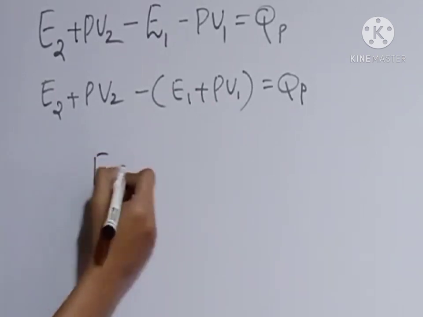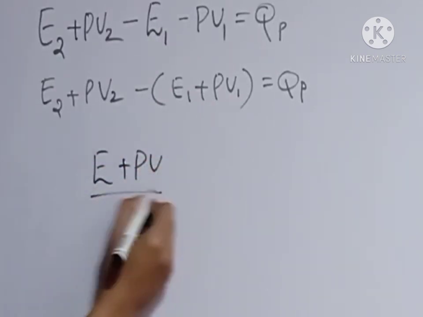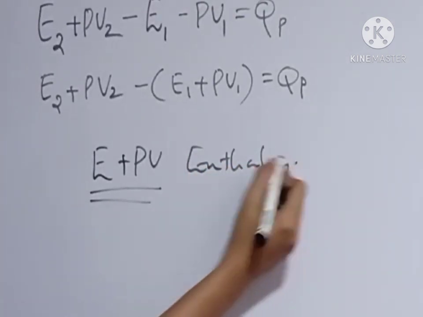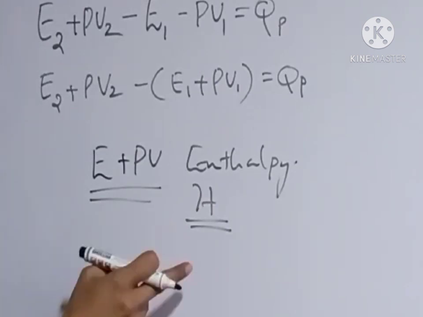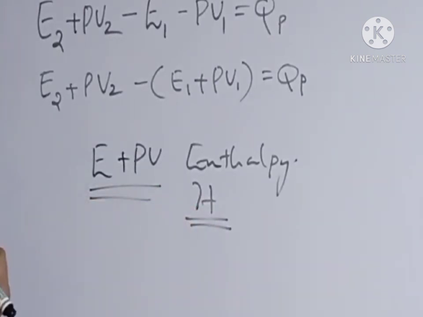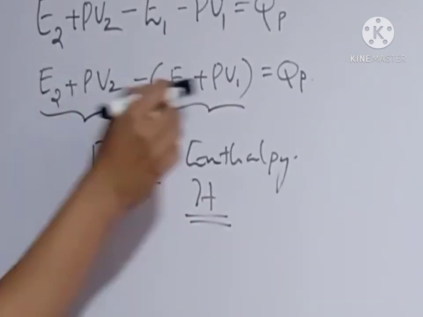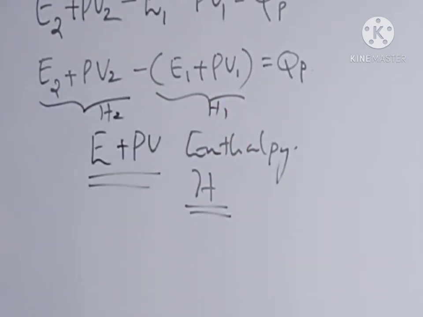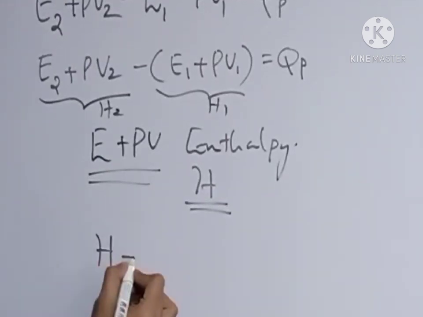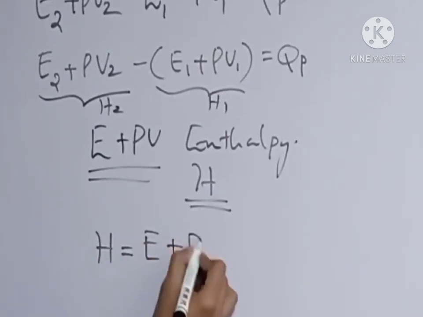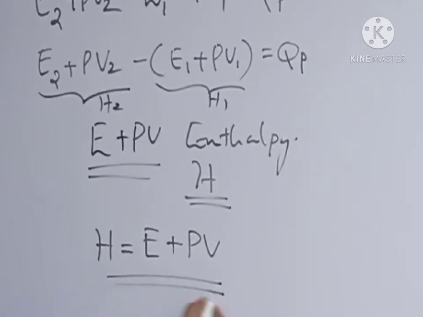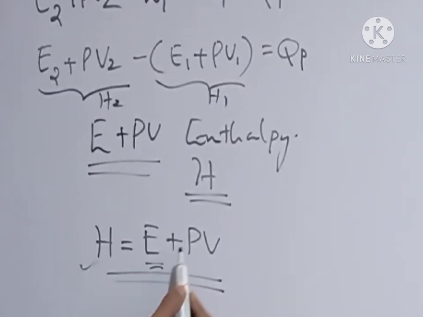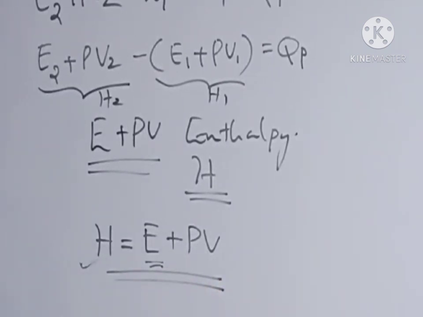The term E plus PV is known as enthalpy. Enthalpy is represented by the letter H, and these two terms are H2 and H1. H equal to E plus PV. That is, enthalpy is the sum of internal energy and the product of pressure and volume.